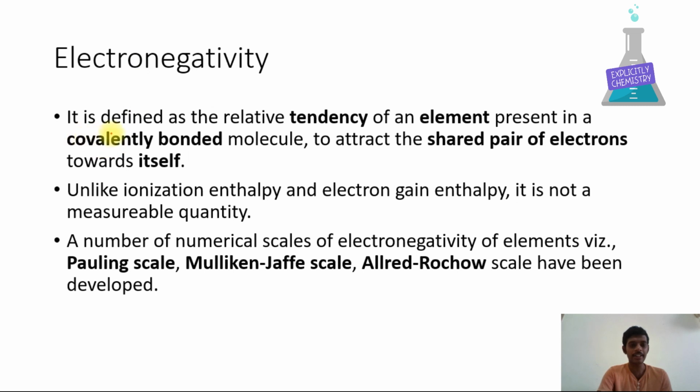Electronegativity. Electronegativity is defined as the relative tendency of an atom or element present in a covalently bonded molecule to attract the shared pair of electrons towards itself. Unlike ionization enthalpy and electron gain enthalpy, it is not a measurable quantity. A number of numerical scales of electronegativity have been developed: the Pauling scale, Mulliken-Jaffe scale, and Allred-Rochow scale. The most widely accepted scale is the Pauling scale.